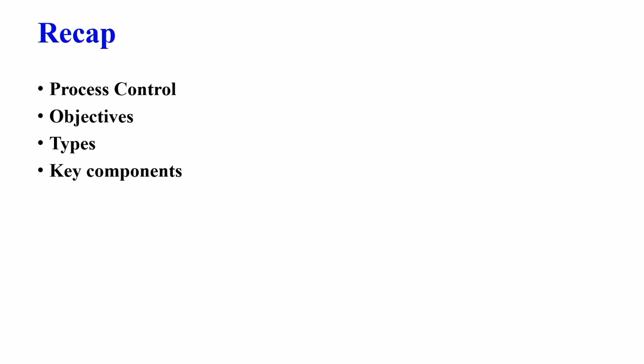In that we discussed what is process control, what are the objectives of process control, and what are the different types of process control: whether it is manual or automatic, whether it is feed forward or feedback type, and what are the key components. If you are talking of process control, the key components are: you need to have a measuring device, you need to have a controller, you need to have a final control element, and of course there should be a process which needs to be controlled.